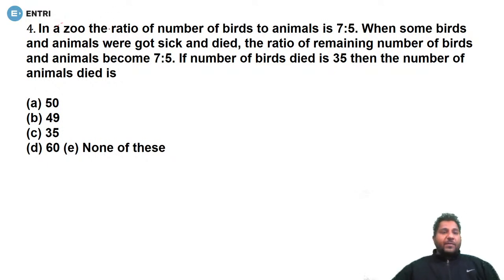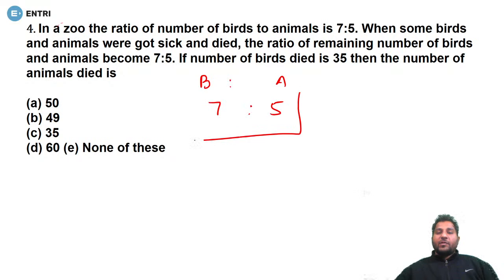It has sorted out. In a zoo, the ratio of number of birds and animals was 7:5. When some birds and some animals got sick and died, the ratio of remaining number of birds and animals became 7:5. If the number of birds died is 35, then the number of animals died is what? Now find me the answer. Come on, solve this one.